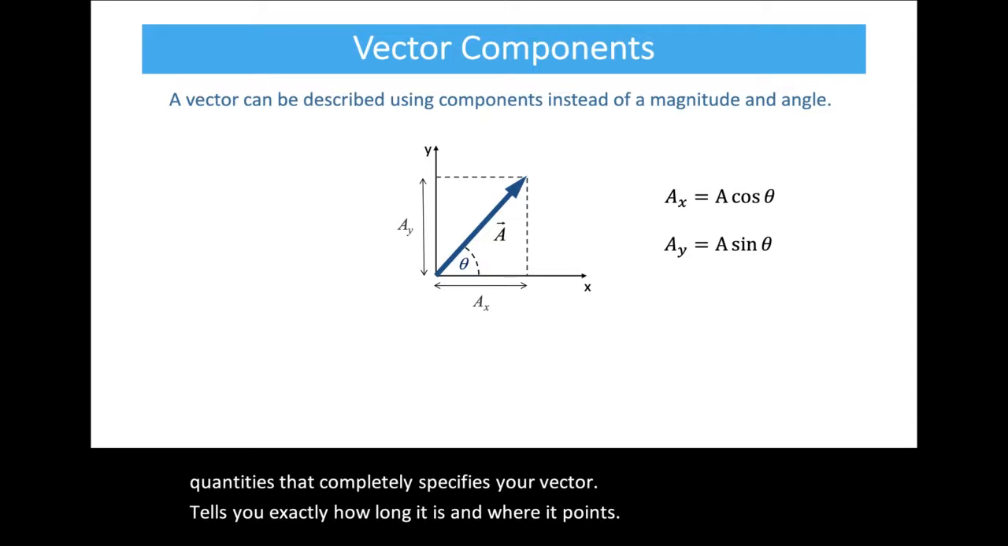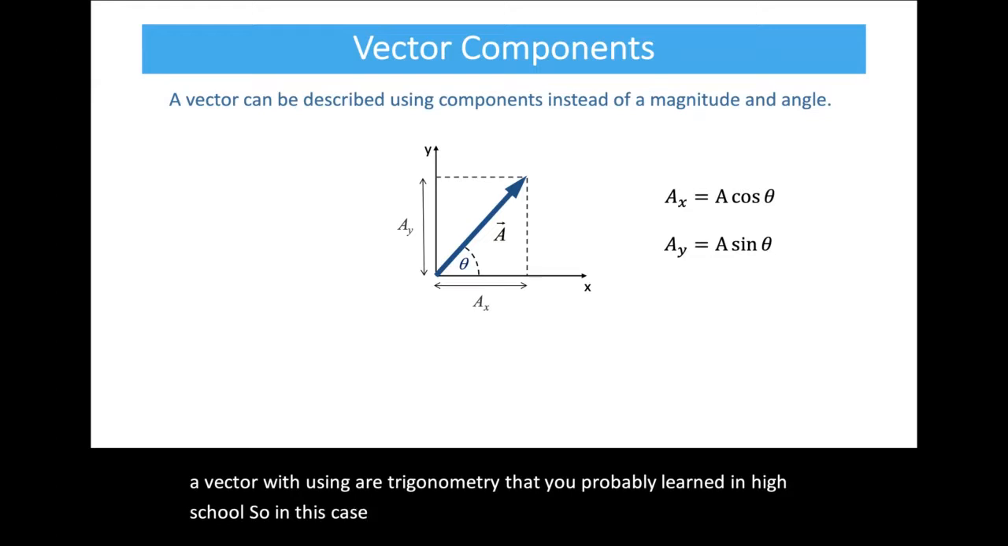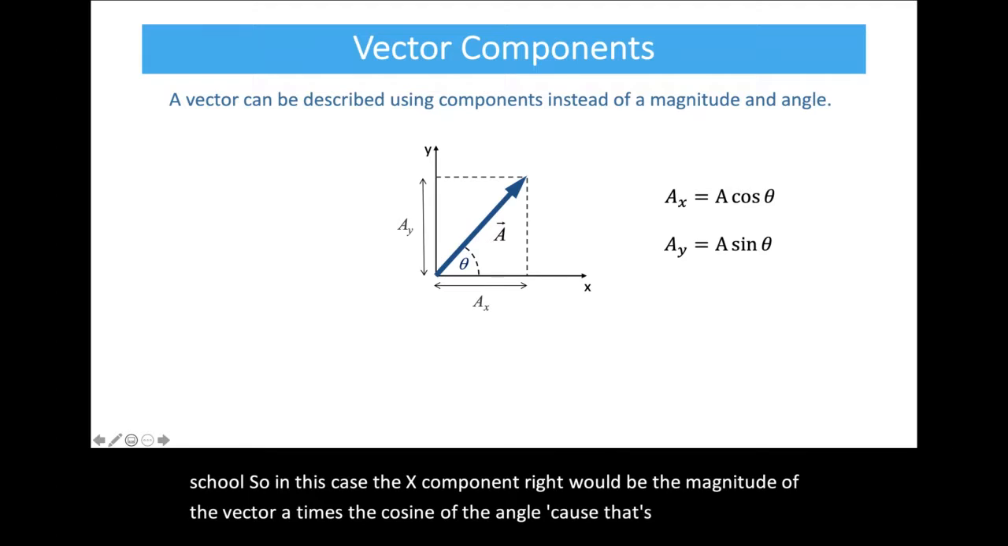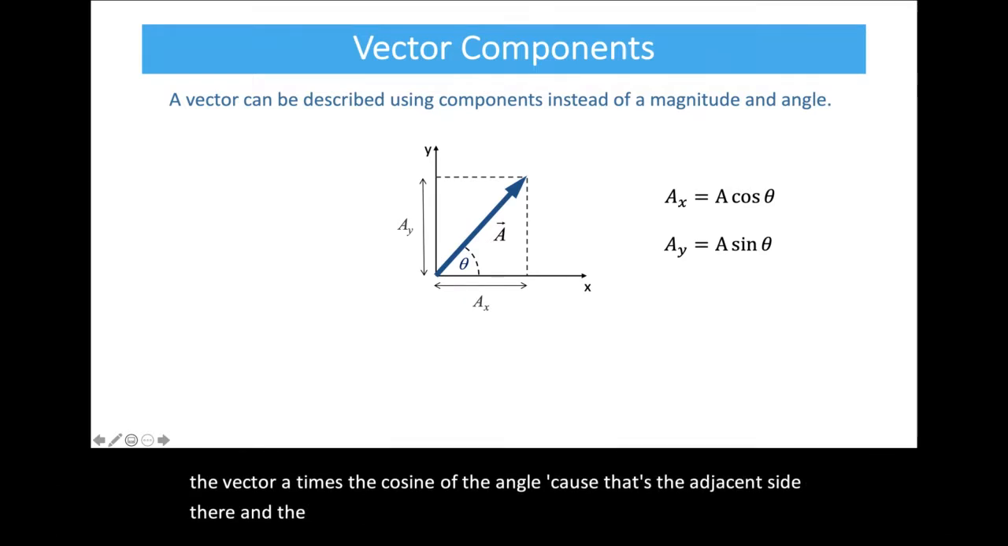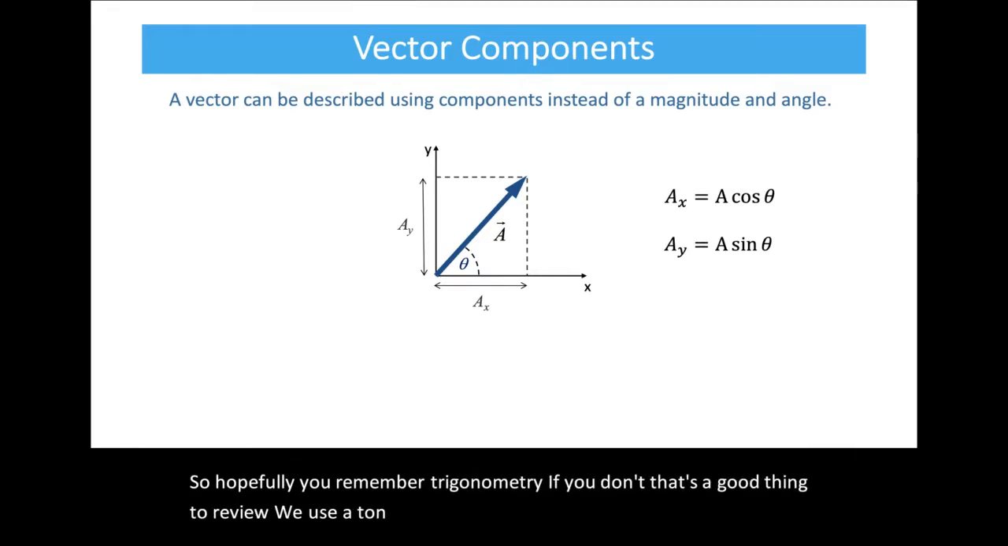So you can figure out what those two are if you know the magnitude and the angle of a vector, using the trigonometry that you probably learned in high school. In this case, the x component would be the magnitude of the vector A times the cosine of the angle, because that's the adjacent side there. And the y component would be A sine theta, because that's the side that's opposite the angle. Hopefully you remember your trigonometry. If you don't, that's a good thing to review. We use a ton of trigonometry in physics.